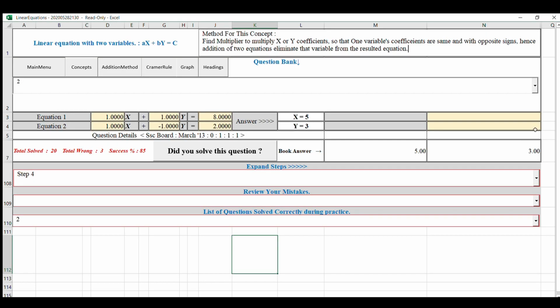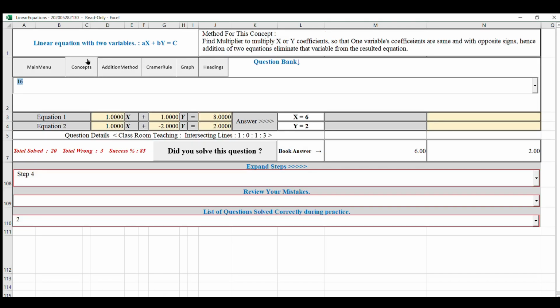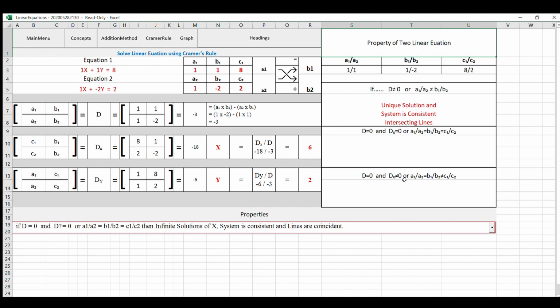I'm going to go to the addition method and then let's choose sum number 16. Okay, this is sum number 16. We are not going to look at anything else. We are going to look at Cramer's rule. Here let me explain. Basically, in Cramer's rule, when you want to solve two equations using the determinant method, what do you do?